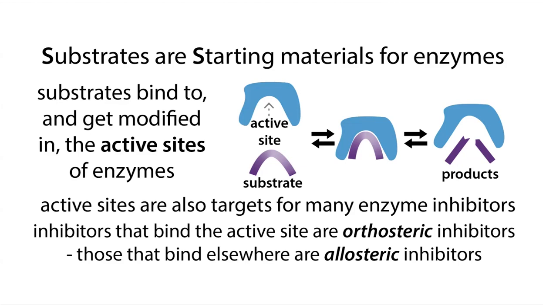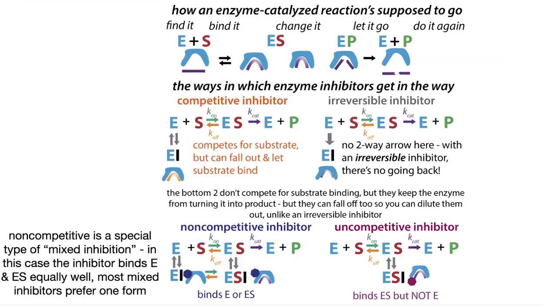Now, we'll see that some inhibitors actually bind in that active site. We call these orthosteric inhibitors. These are often going to be competitive inhibitors, and you also see covalent inhibitors or suicide or mechanism-based inhibitors that will bind in the active site. You can also have inhibitors that bind elsewhere on the enzyme, and we call these allosteric inhibitors.